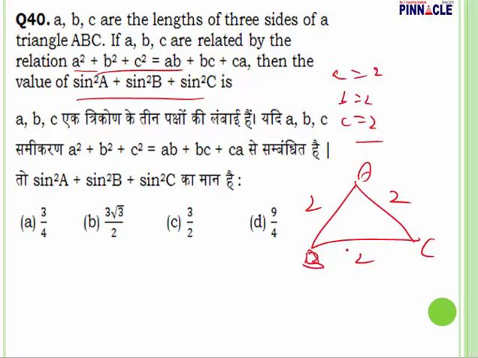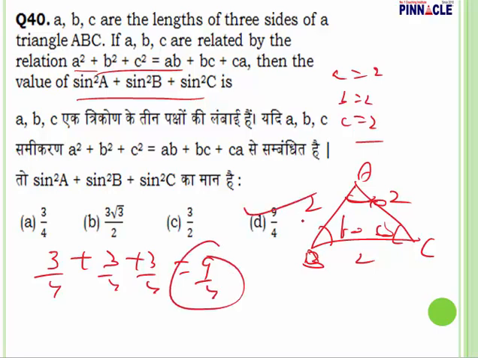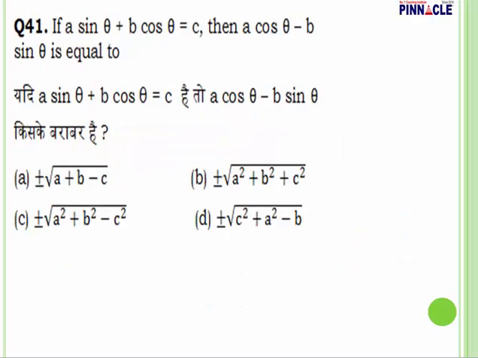You can say this is an equilateral triangle, because the sides are equal, as we have assumed, and in fact you will find the angles are 60 degrees, 60 degrees and 60 degrees. Now sine square A, sine 60 degrees is root 3 by 2, the square of root 3 by 2 is 3 by 4, then 3 by 4 and then 3 by 4, so 9 by 4 should be the answer, D. Very easy, you can use putting values. This is the most important trick in trigonometry: putting values.